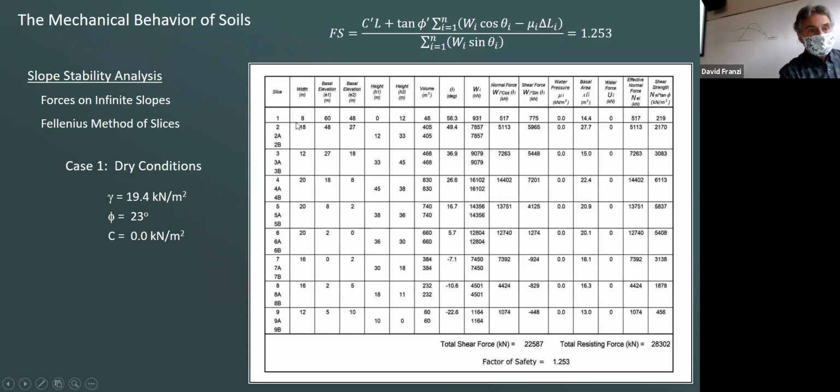Okay, so I said that the width was 8. The height is 0 at the upstream end and 12 at the downstream end. The basal elevation is 60. That's for all these things that go 1 and 2. That's for the upstream, the upslope side and the downslope side. Yes. Right. So 60 and 48. Let's go back.